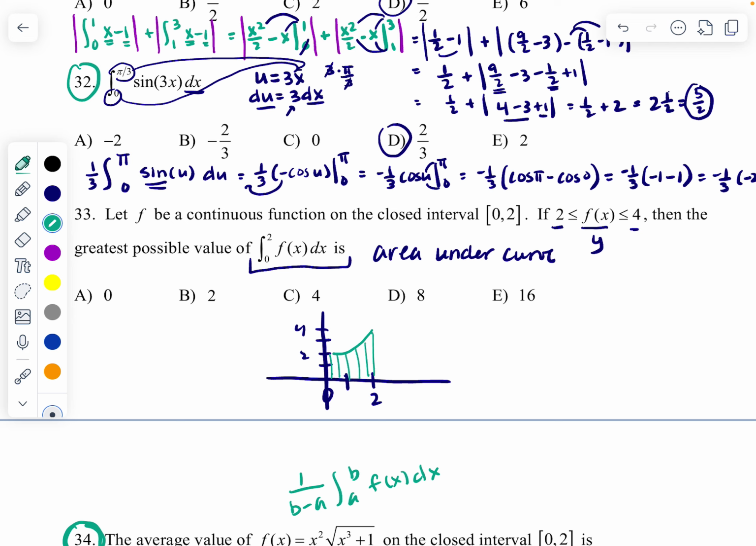But look, it wants the largest possible area. So what if it looked like this? That's a larger area. Can I make it even bigger? Yeah, how about if I did this? That's the biggest area that I can make, right? The biggest the y value can be is 4. So let's make it the biggest it can possibly be. This is just a rectangle with a base of 2 and a height of 4. 2 times 4 is 8. Kind of a silly little question.